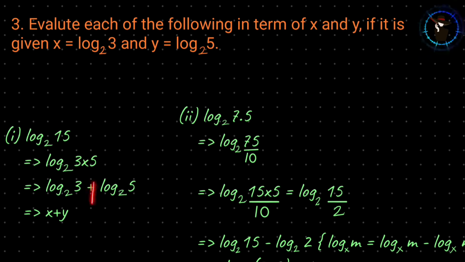We can convert it into addition. Addition can convert to multiplication. Multiplication can convert to addition, vice versa. Same goes with division. Division can convert to subtraction and subtraction can convert to division. So this multiplication converts to the addition. Log 3 to the base 2, log 5 to the base 2. We got this x and y. x plus y is the answer.